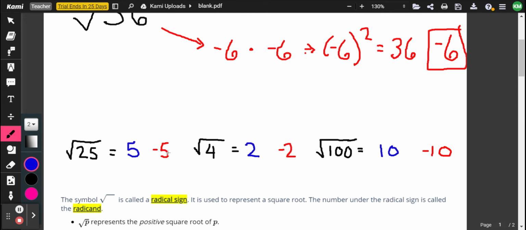So if we're looking at these three examples down here, the square root of 25 is 5 and negative 5, because if I square 5, I get 25. If I square negative 5, I get 25. The square root of 4 is 2 and negative 2. The square root of 100 is 10 and negative 10.